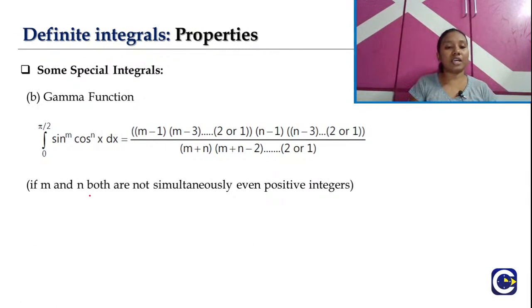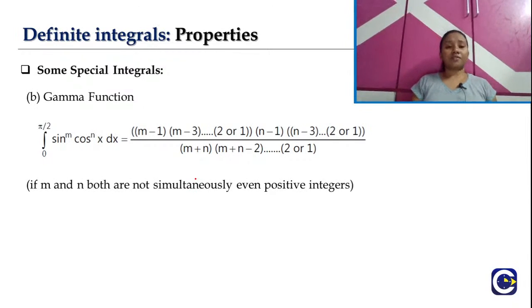Here comes the first formula: if m and n both are not simultaneously even positive integers. There are two possibilities here. The first case states that both m and n are not even positive integers simultaneously, which means one can be even, the other can be odd, but both cannot be even positive integers. If that's the case, then this will be the, okay, Siddharth also given the answer, 16 by 35, okay. So when both m and n are not simultaneously even positive integers, this will be the formula we'll be using accordingly.